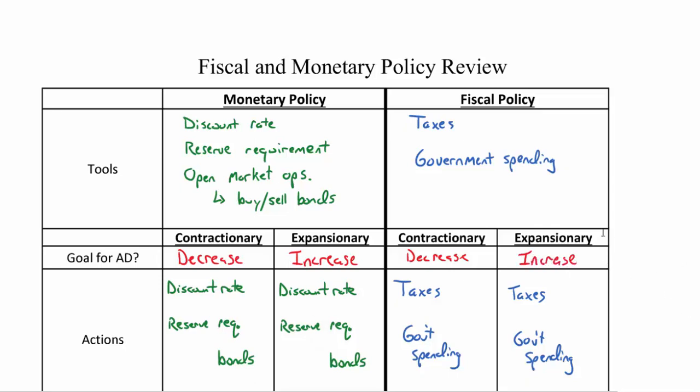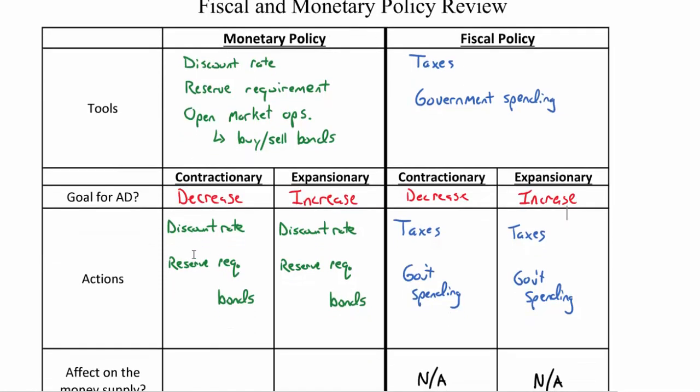Now, in order to pursue a contractionary monetary policy, there are three things that I can do. I've filled out the discount rate, the reserve requirement, and something to do with bonds for both of these. Contractionary policy is going to involve an increase in the discount rate, an increase in the reserve requirement, and I'm going to want to sell bonds. Conversely, expansionary monetary policy is going to lead me to decrease the discount rate, decrease the reserve requirement, or I could buy bonds. Fiscal policy is going to be a little bit more straightforward.